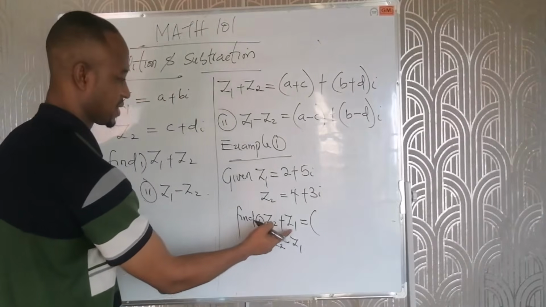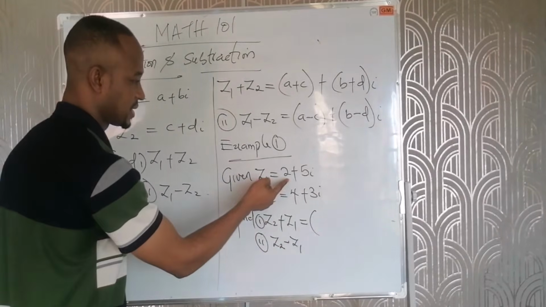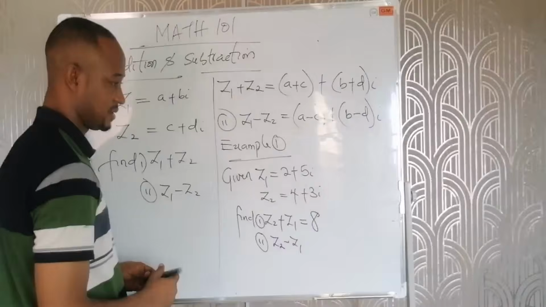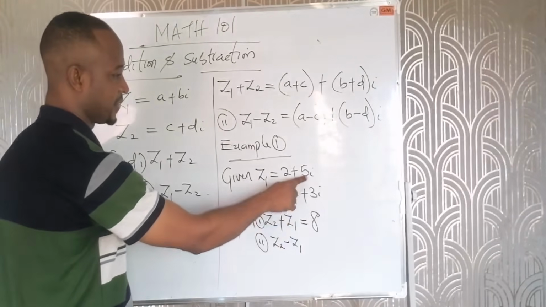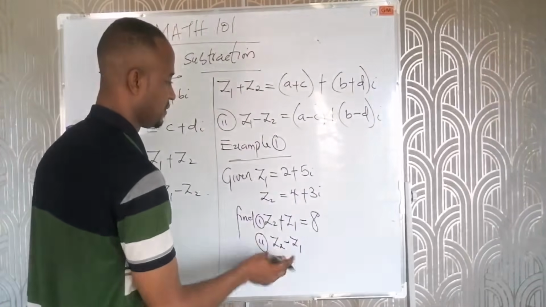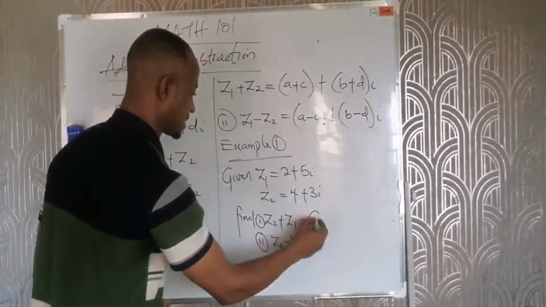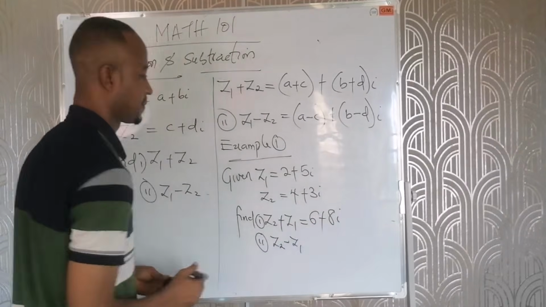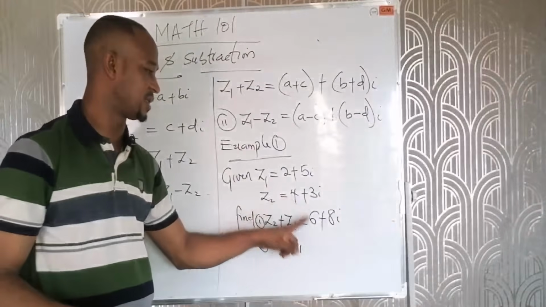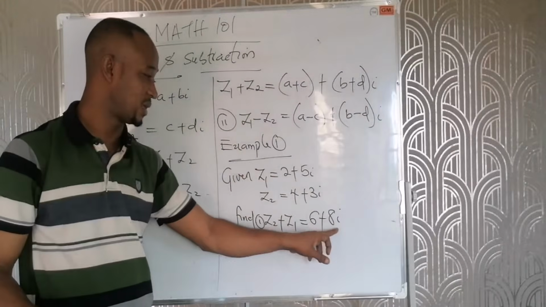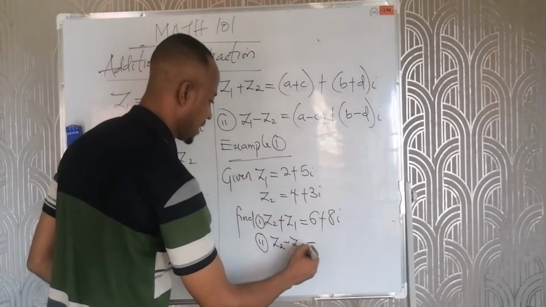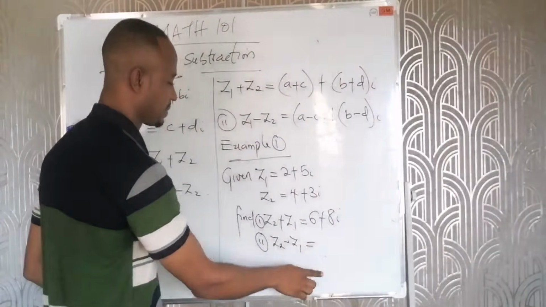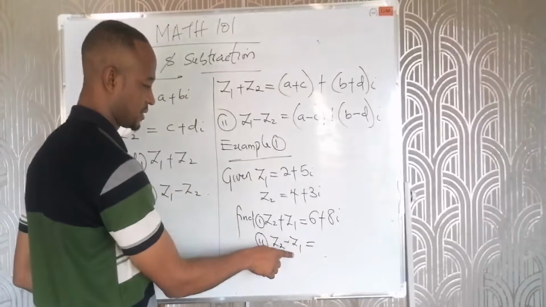To find z2 plus z1, what we do is add up the real parts: 2 plus 4 will give us 6. Then 5i plus 3i will give us 8i. Now we add up the real, 2 plus 4 is 6, then 5i plus 3i is 8i. Then for the subtraction, what do we do? Here we are subtracting z2 minus z1.